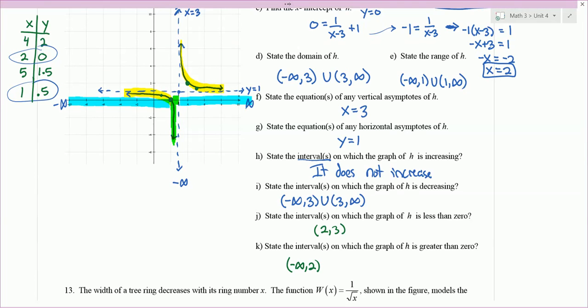So it picks up at 3 and goes to infinity. Only x values here, no y values.